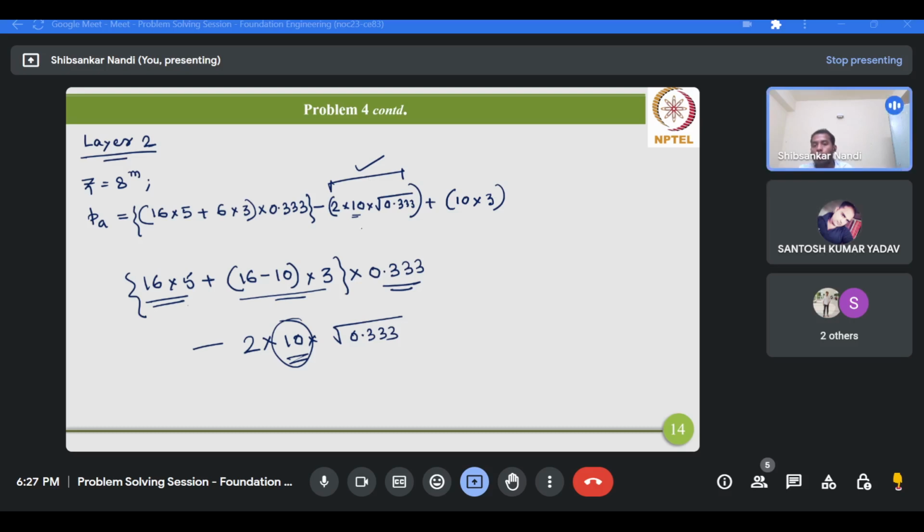No, this 2 times 10 root under 0.333 will not be there, but this pore pressure component will be there because you are having the groundwater table. Is it clear? So first component will be there and third component will be there. Second component will not be there since you are not having any cohesion. Second component will only be there if you have cohesion, and then the appropriate cohesion value you should take.